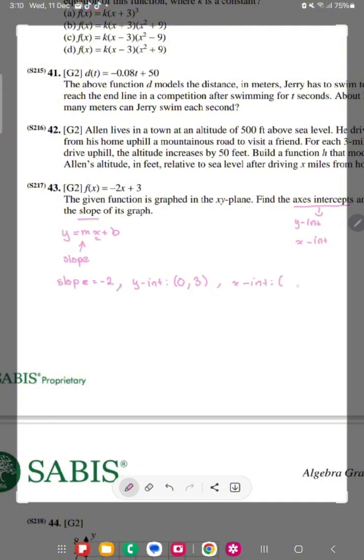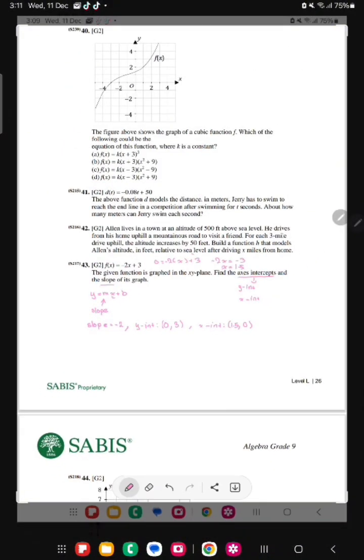Now your x-intercept is when your y is equal to 0. So replace your y with 0. So 0 equals negative 2 times x plus 3. Negative 2x plus 3. You're going to move the 3 to the other side. So negative 2x is equal to negative 3. So x is equal to 1.5. That's your x-intercept. So you found your axis-intercepts, which are the y-intercept and the x-intercept, and you found your slope, which is the number before x.